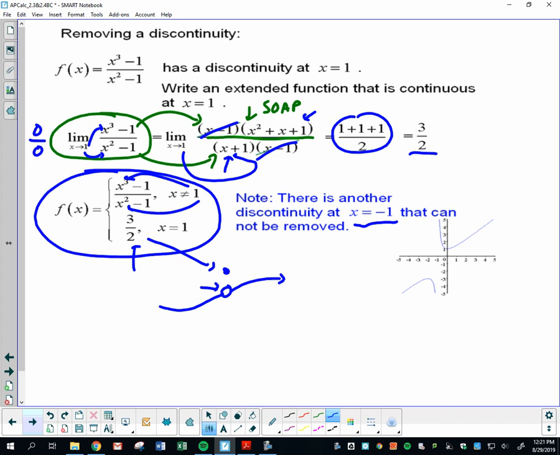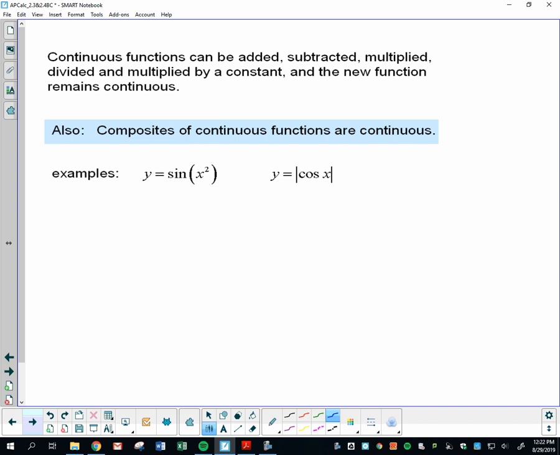There's another discontinuity, x equals -1, that cannot be removed, and that's when you have something like this, which is an infinite discontinuity. Composites of continuous functions are continuous, so sine x is continuous and x squared is continuous, so when you place one inside of the other, they're still continuous. Absolute value of x is continuous, cosine of x is continuous, therefore the absolute value of cosine x will be continuous.